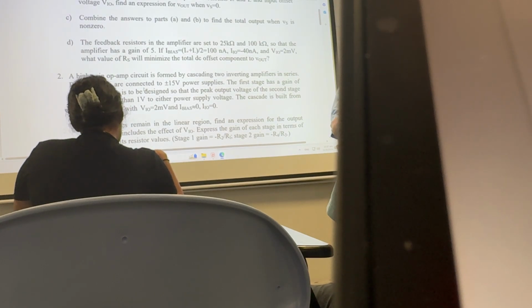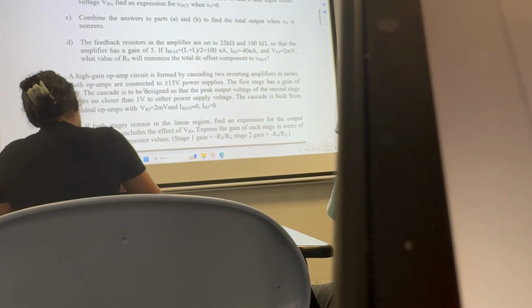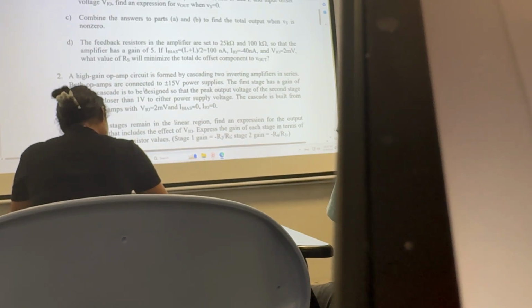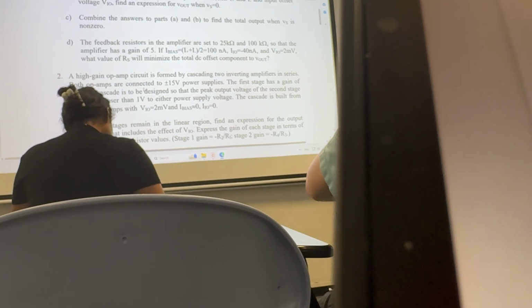Bias current is not in the picture, right? Because it's 0. I_B is 0, so it's not in the picture. What is in the picture? Vi naught, right? So you have to consider the offset model, Vi naught, and no bias current.